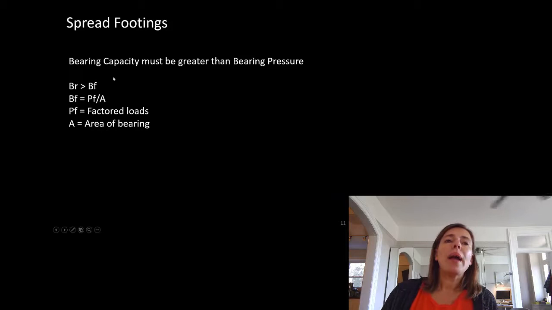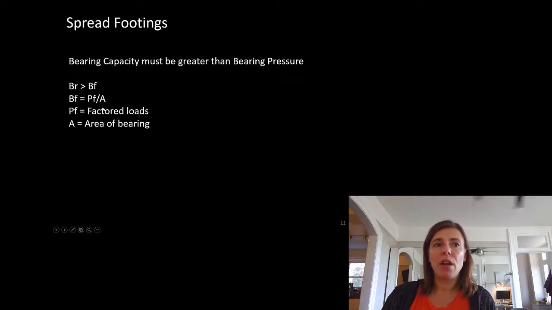So bearing capacity must be greater than the bearing pressure. We need our reduced capacity to be greater than our factored load. Bearing pressure is equal to force divided by area, so P is our force, A is our area, if PF is our factored load and area is our area of bearing. So that's essentially how our spread footings work.